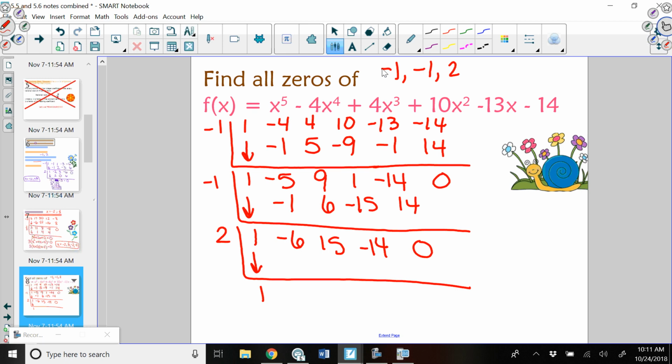All right, so multiply, add, multiply, add, multiply, add. Whew. Yes, sir? Yes. All right, so we started with x to the 5th. I did synthetic 3 times, so I'm down to an x squared. 5 minus 3. So x squared minus 4x plus 7 equals 0.